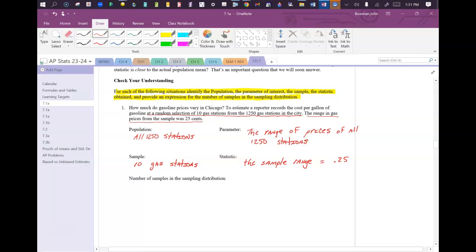The number of samples in the sampling distribution? Well, the number of samples in that sampling distribution, should we choose to find that, would be 1,250 choose 10, which turns out to be approximately 2.48 times 10 to the 24th. So you could see why we would not go about taking all possible samples of size 10 and then finding the mean of those sample ranges to estimate the population range. As a matter of fact, we shouldn't do that unless we know that the sample range is an unbiased estimate of the population range.